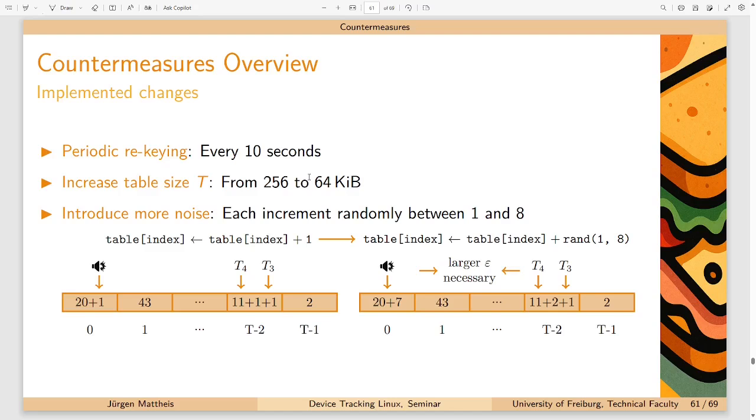And the last countermeasure was to introduce more noise. They changed the increment so that it is not by 1, but random between 1 and 8. And by this, if, for example, two loopback free tuples collide over here, then they need a way larger epsilon for this increment.